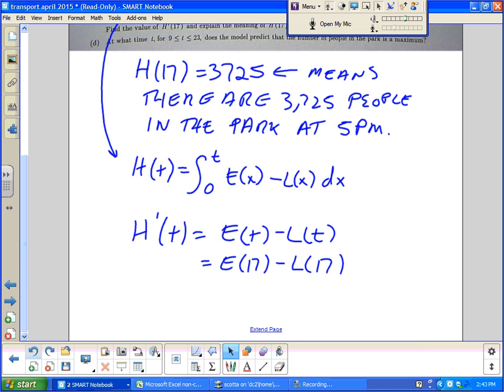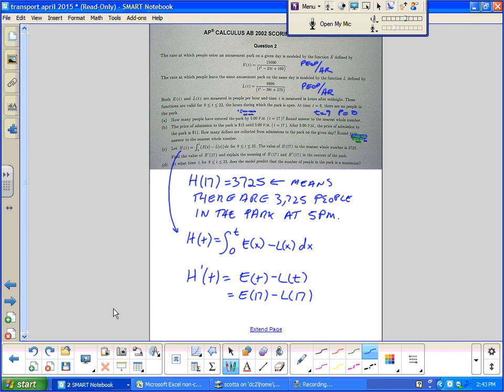It gets a little small if I do an entire page, but I'm using the original functions, not changing them, just plugging 17 in. If I do that and grind it out, I get a number of negative 380.218. That'll be people per hour. I always want units here. So that's the value of h prime of 17.